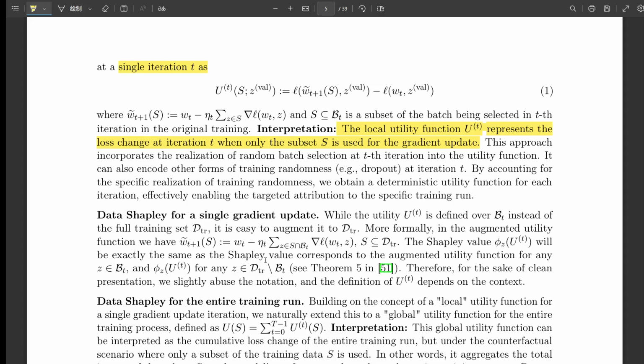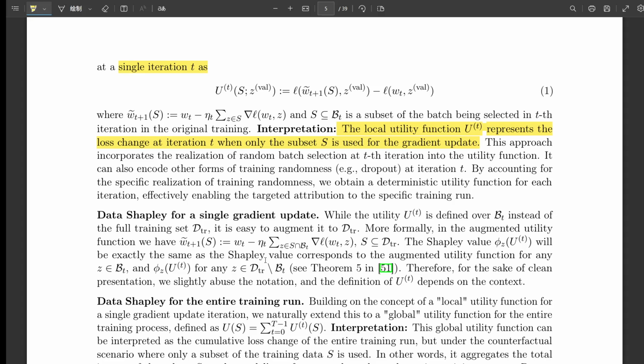Exactly. And here's the really neat mathematical part, the key insight that makes this efficient. Shapley values have a property called linearity. Okay. Which means the overall Shapley value for the global utility is just the sum of the Shapley values of all the local per iteration utilities. So you can calculate the value for each tiny step and just add them up to get the total value for a data point. Precisely. This decomposition is what makes it tractable. It breaks down this massive problem into manageable pieces.